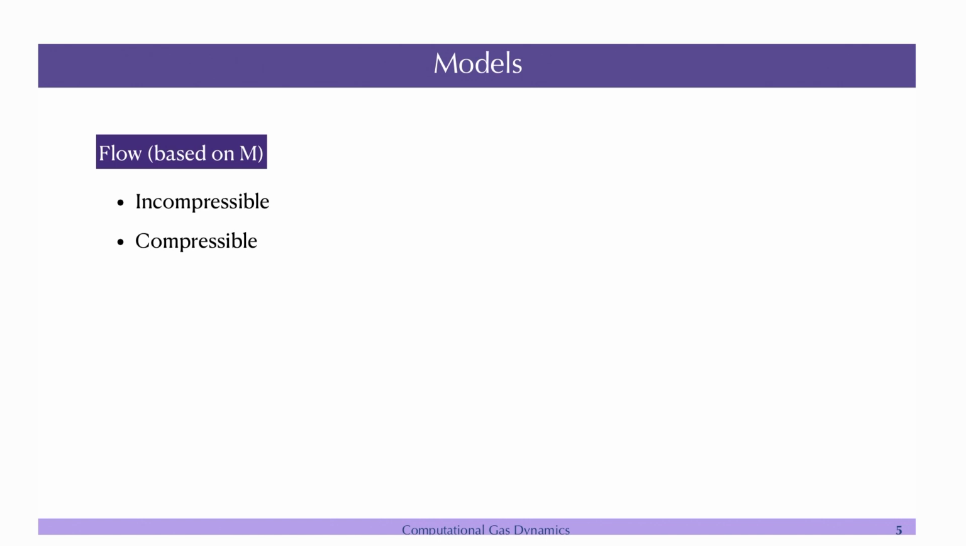So before you start a problem, you have to see what is the flow model that you are going to use. Based on the Mach number, your flow can be incompressible or compressible. General thumb rule is if Mach number is greater than 0.3, you should go with the compressible flow model. So you should use the compressible Navier-Stokes equations and all the necessary things that come with it. For example, you will have the ideal gas law or any gas law which relates the pressure to the density with the temperature. That is one thing.